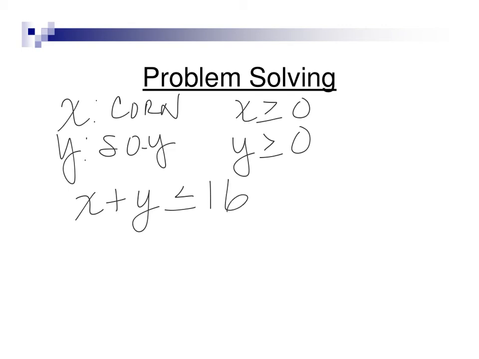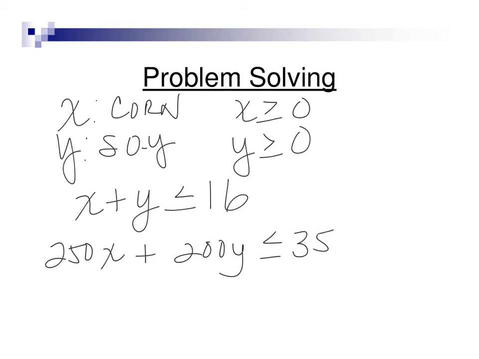He also has a rate of 250 per day for the corn, plus a rate of 200 per day for the soy, and he has at most 3,500 acres to plant. So 250 acres for corn, 200 for soy, and at most 3,500. So there's all of our equations.